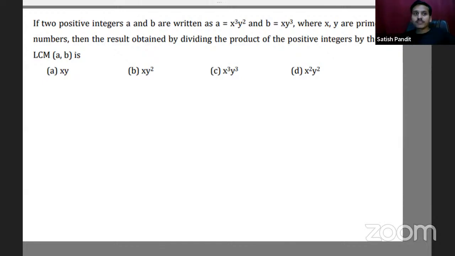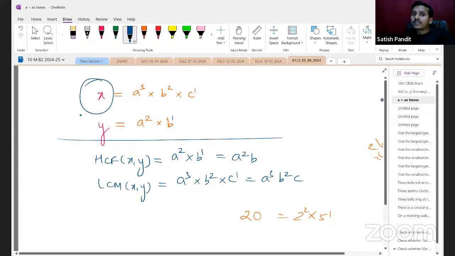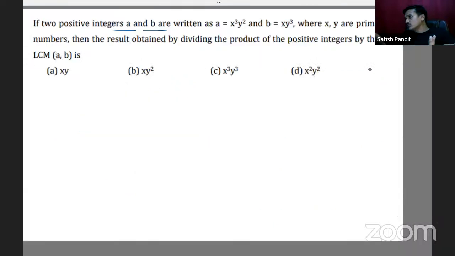If two positive numbers A and B. So here the numbers are given as A and B. See, earlier I took X and Y. They can give anything, okay? Here I have taken X and Y, but in the question they have given A and B. They can interchange, right?